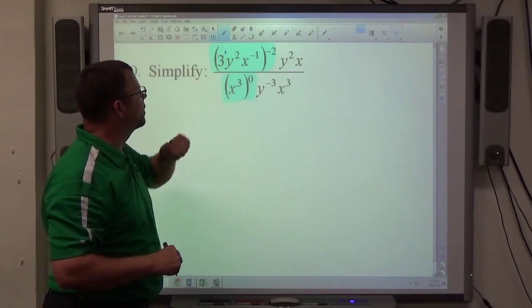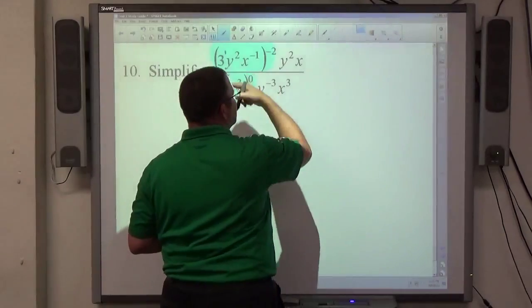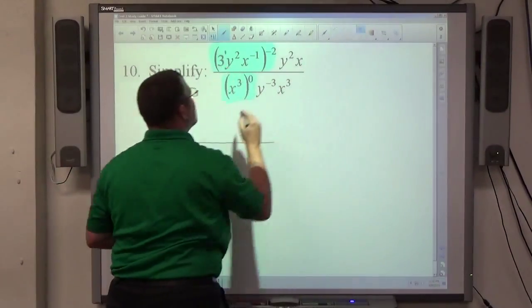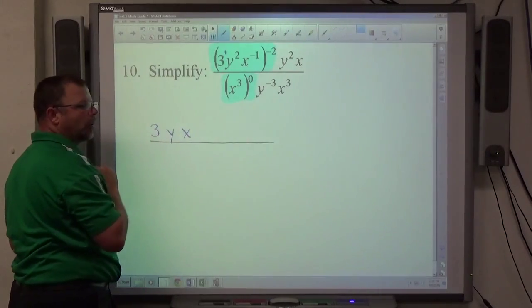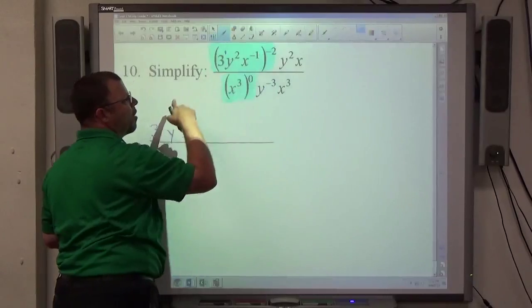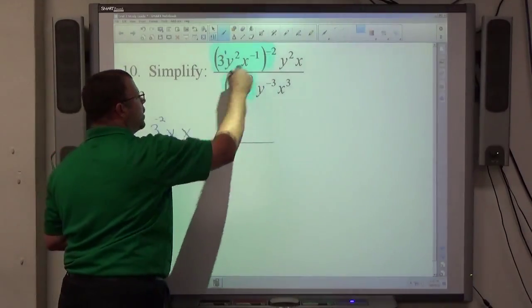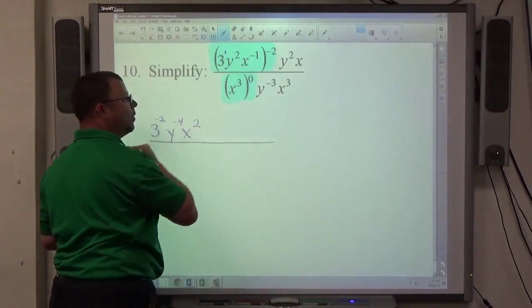We have y to the second, x to the negative first. Those, of course, have powers listed. So when I take these 2 blue things, I'll do those in blue. What happens is the bases, 3, y, and x, stay exactly what they were. You multiply the inside times the outside power for each base. So 1 times negative 2 makes negative 2 on the 3. 2 times negative 2 makes negative 4 on the y. Negative 1 times negative 2 makes positive 2 on the x.